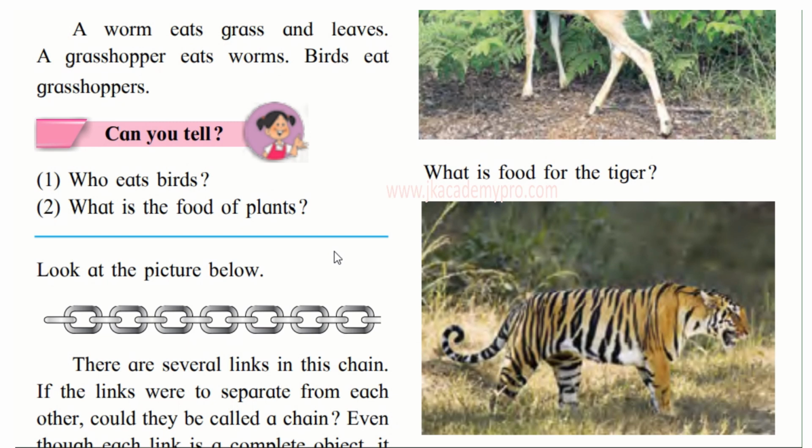Now, let's answer these questions. Can you tell who eats birds? What is the food of the plants?